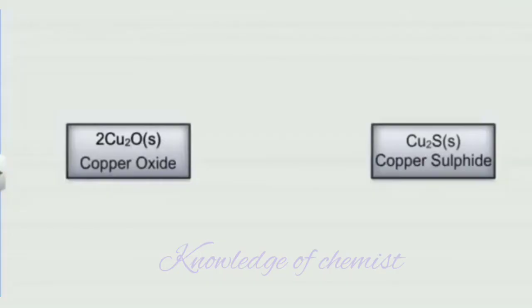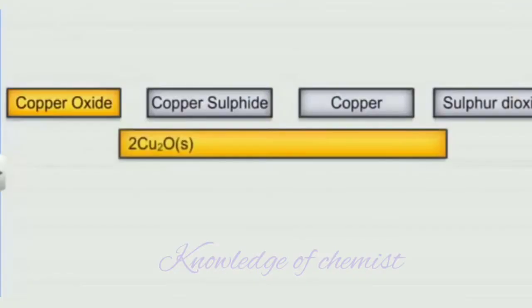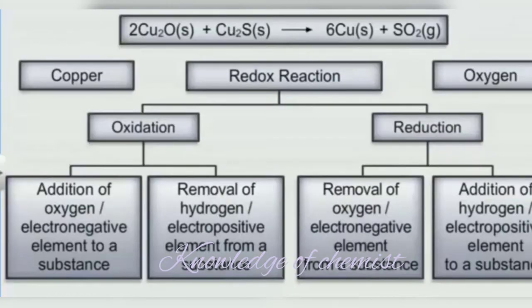In the final example, we will see the redox reaction between copper oxide and copper sulfide. In this reaction, copper oxide reacts with copper sulfide to give copper and sulfur dioxide. Oxygen, an electronegative element, is removed from copper oxide, and copper, an electropositive element, is removed from copper sulfide, according to the classical definition of oxidation.